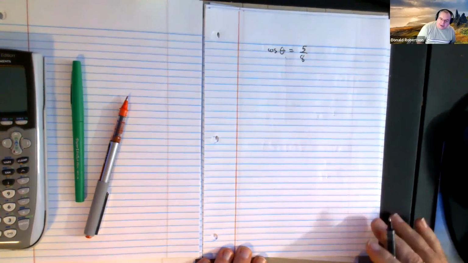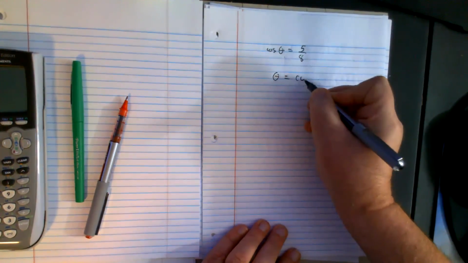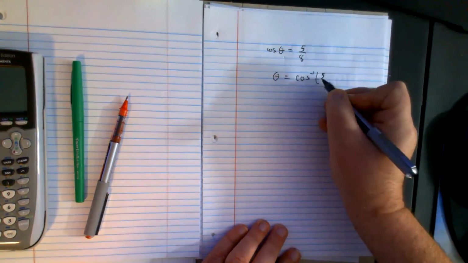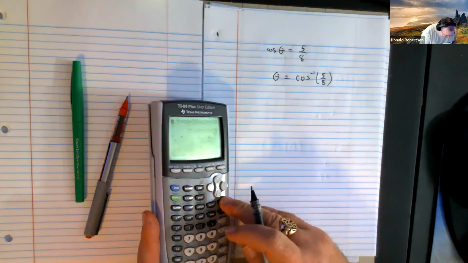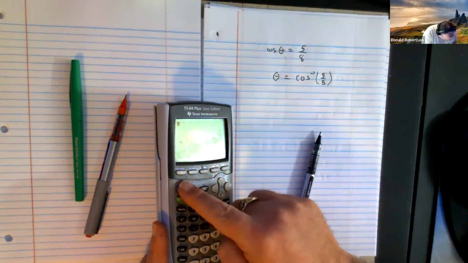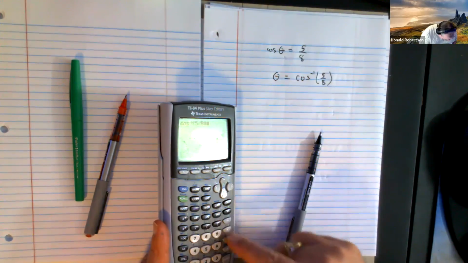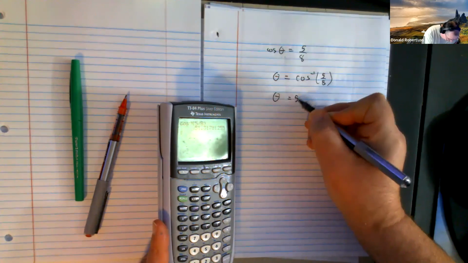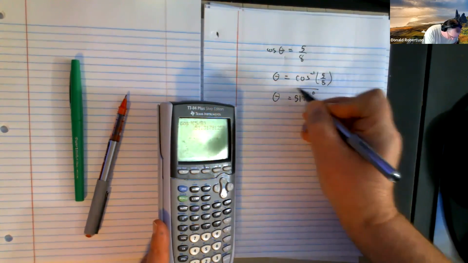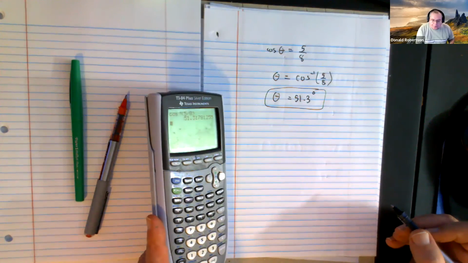Cosine theta equals 5/8. Now, to get theta, you can use the calculator to get one of your two answers. I'm going to go inverse cosine of 5 divided by 8, and the answer I get to 1 decimal place is 53.1. So far, so good? Yes.